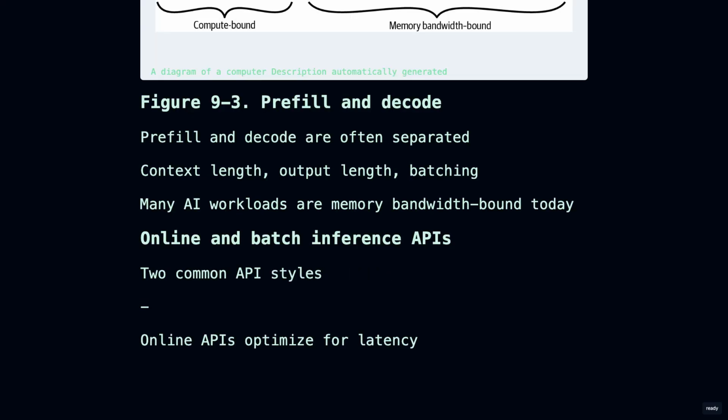Online APIs start work as soon as the request arrives. The goal is to give the user a response with the smallest possible delay.